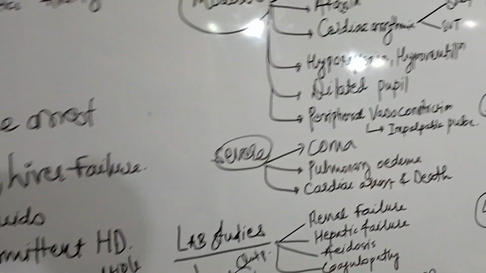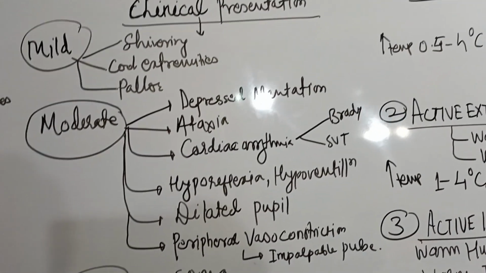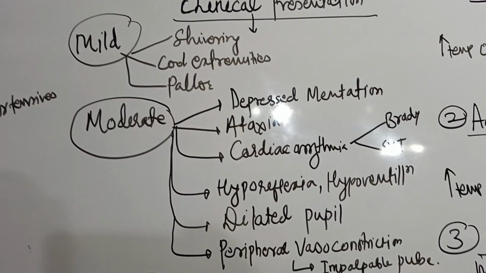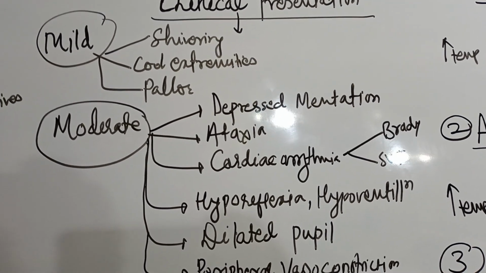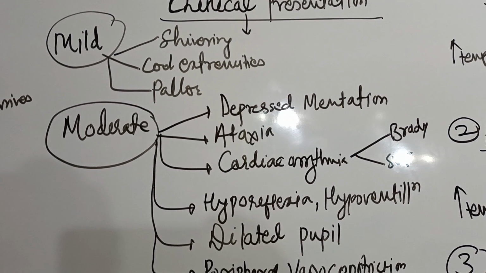So what is the clinical presentation of hypothermia? We have already classified mild, moderate, and severe. According to that, the clinical presentation is there. In mild hypothermia, there is shivering, cold extremities, pallor. So these are simple and not more severe symptoms of hypothermia.